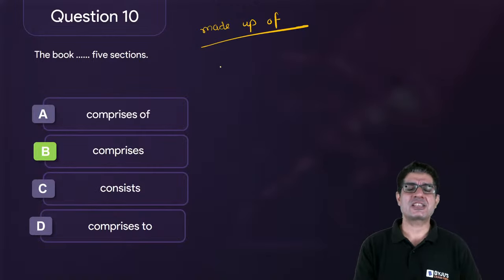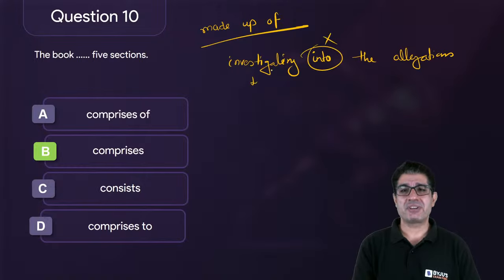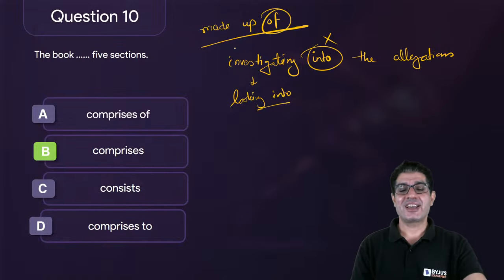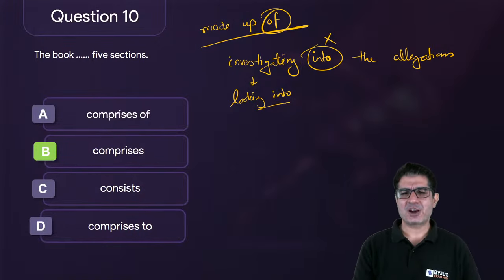Comprise, the meaning already has an "of." For example, here is another word for you. The verb is investigate. Can I say that the police are investigating into the allegations? No, this "into" is superfluous here because investigating itself means looking into. So similarly, comprise already has this "of" and therefore we do not add an "of" with it. So I hope you are not going to make this mistake in the exams now for sure.